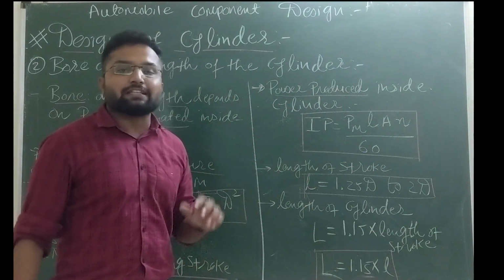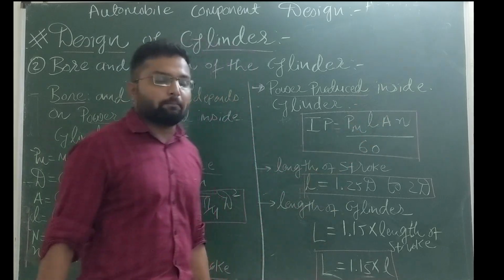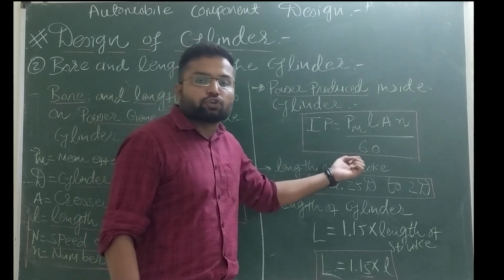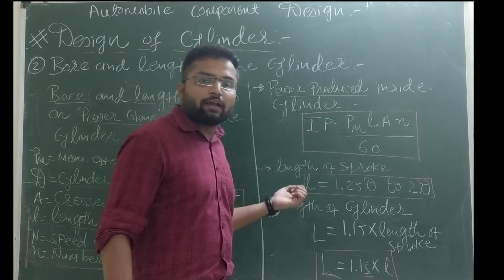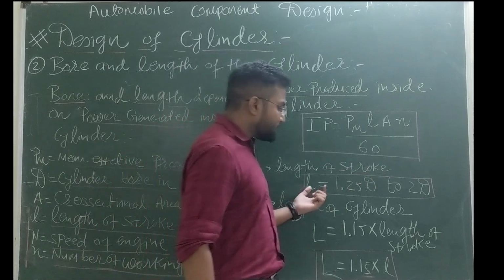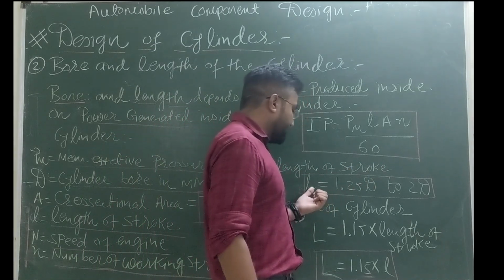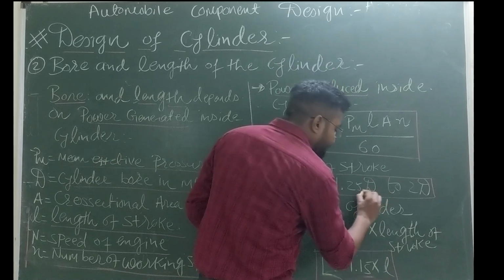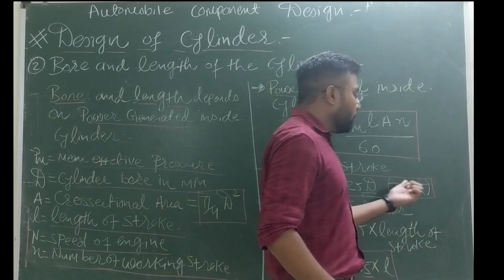This small l is the stroke of our piston, and depending on the diameter, we have this empirical relation. The length of stroke has an established empirical relation, which is 1.25 times d, where d is the diameter, ranging from d to 2d.